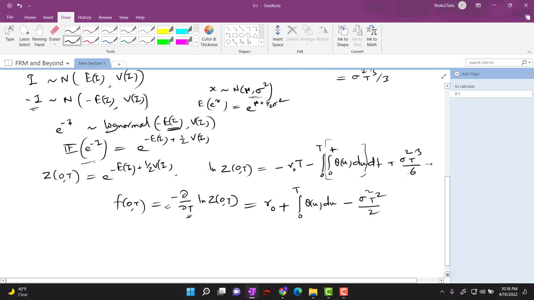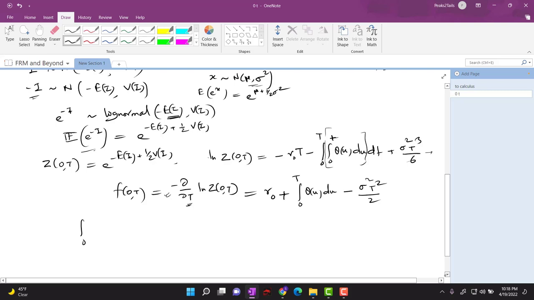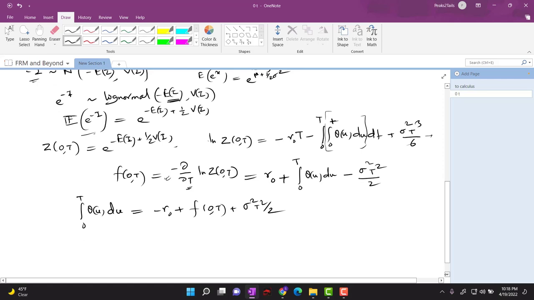So this is my focus. I want to find out the value of theta. So this is equal to minus R0 plus the instantaneous forward rate plus sigma square T square by 2. One last step: differentiate this again with respect to capital T. So this integral will vanish. Again by the Leibniz theorem, if I differentiate with respect to capital T on both sides, u replaced by the upper limit times the upper limit's derivative is 1, and the lower limit's derivative is 0. So this is just theta T. The constant's differentiation is 0. I get the partial derivative with respect to capital T of the instantaneous forward rate, and then plus sigma square T.